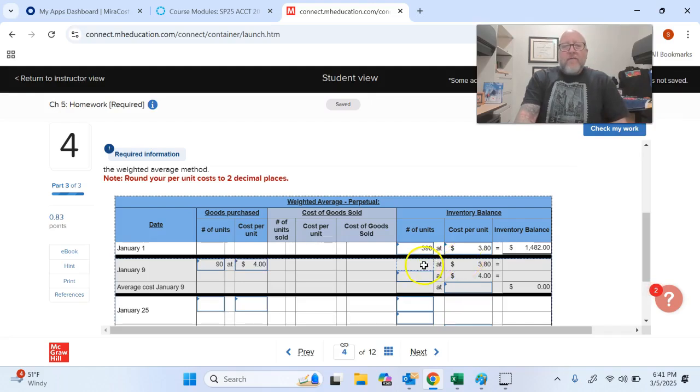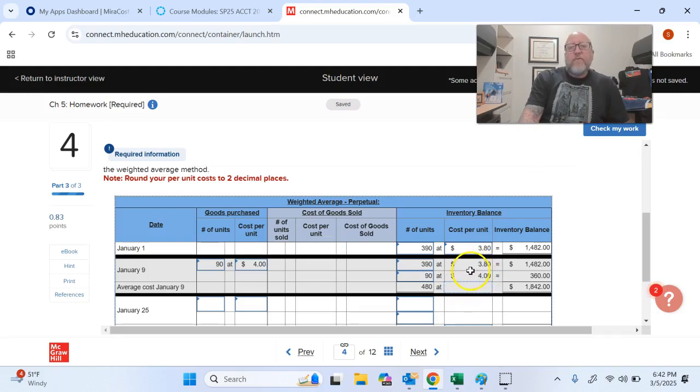I now have the original 390 units that cost me $3.80. I now have 90 units that cost me $4 a piece. The question is, when I use the weighted average, I'm not going to use $3.80 if I'm starting to sell something. I'm not going to use 4 either. What I'm going to do is take the weighted average. It's not going to be the simple average.